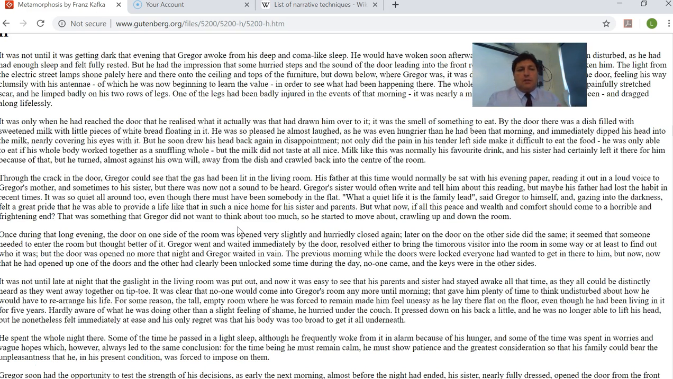"By the door there was a dish filled with sweetened milk, with little pieces of white bread floating in it. He was so pleased he almost laughed, as he was even hungrier than he had been that morning, and immediately dipped his head into the milk, nearly covering his eyes with it. But he soon drew his head back, again in disappointment. Not only did the pain in his tender left side make it difficult to eat the food, he was only able to eat if his whole body worked together as a snuffling hole, and the milk did not taste at all nice. Milk like this was normally his favourite drink, and his sister had certainly left it there for him because of that. But he turned almost against his own will away from the dish and crawled back into the centre of the room."